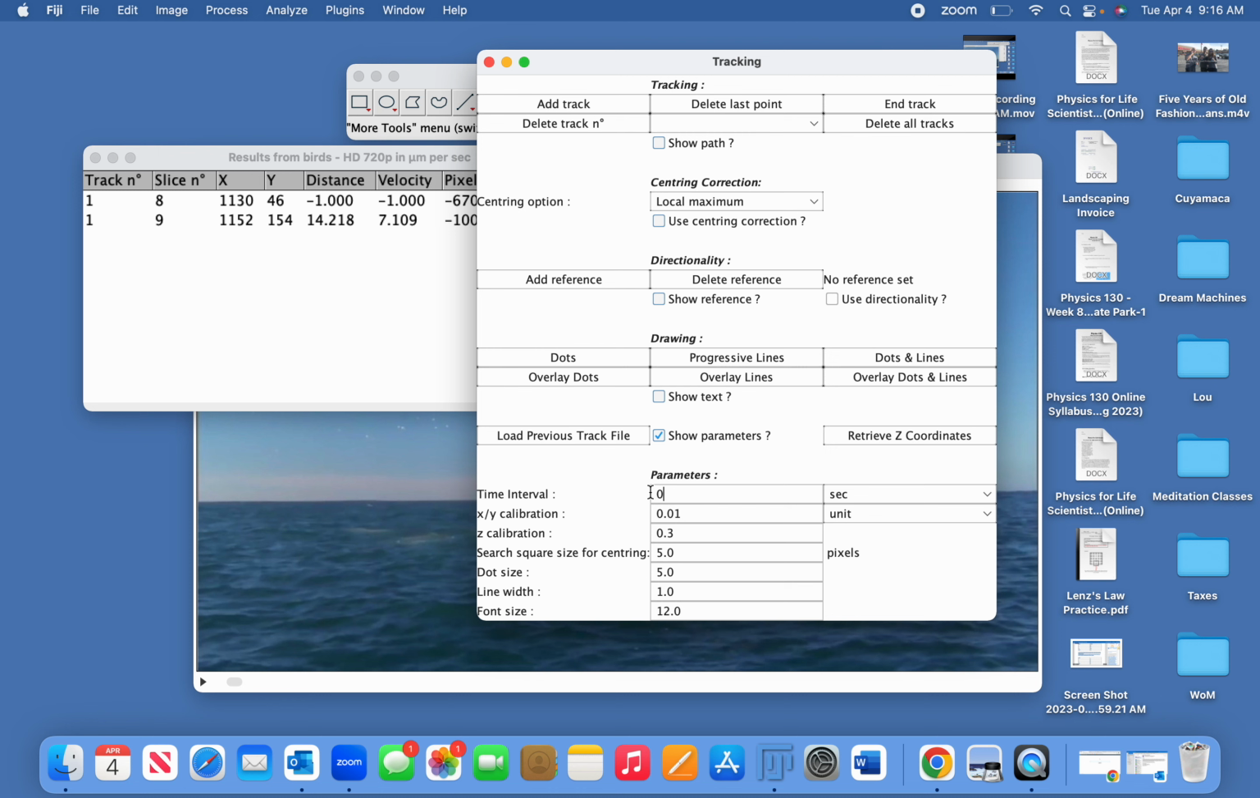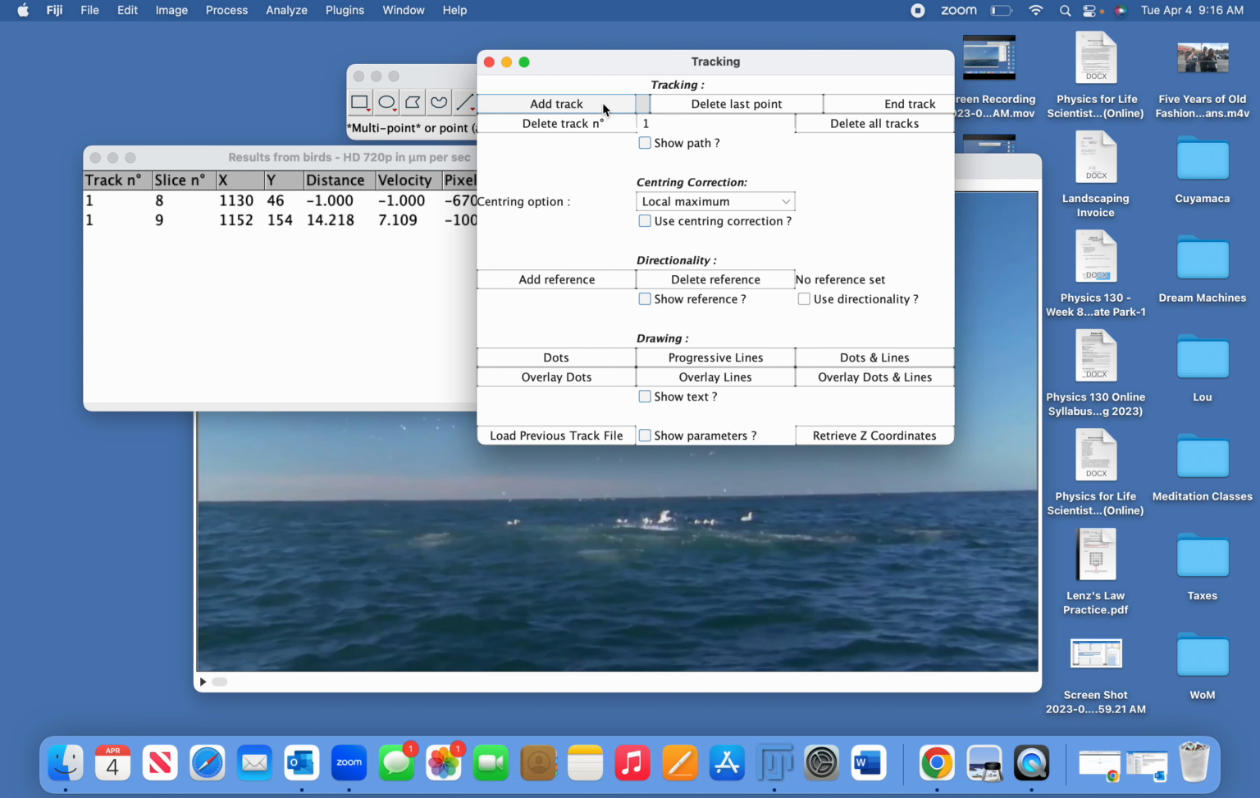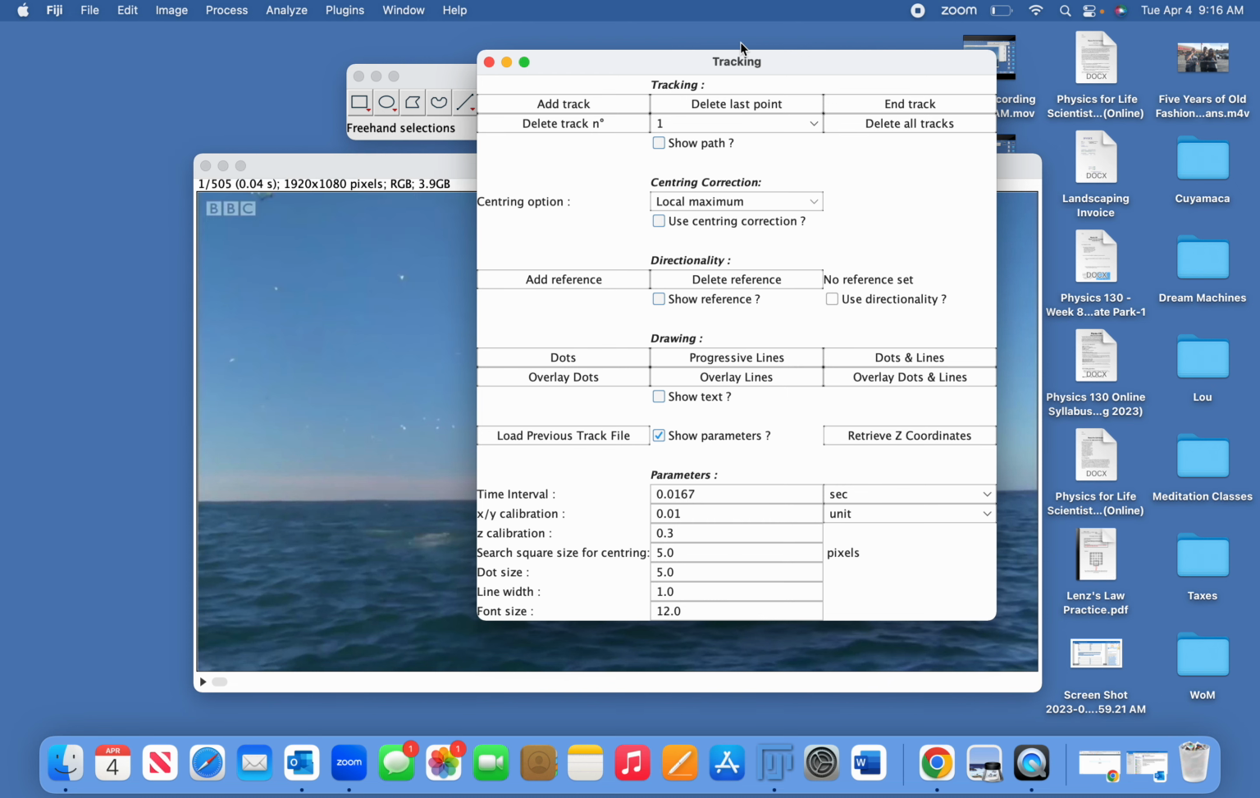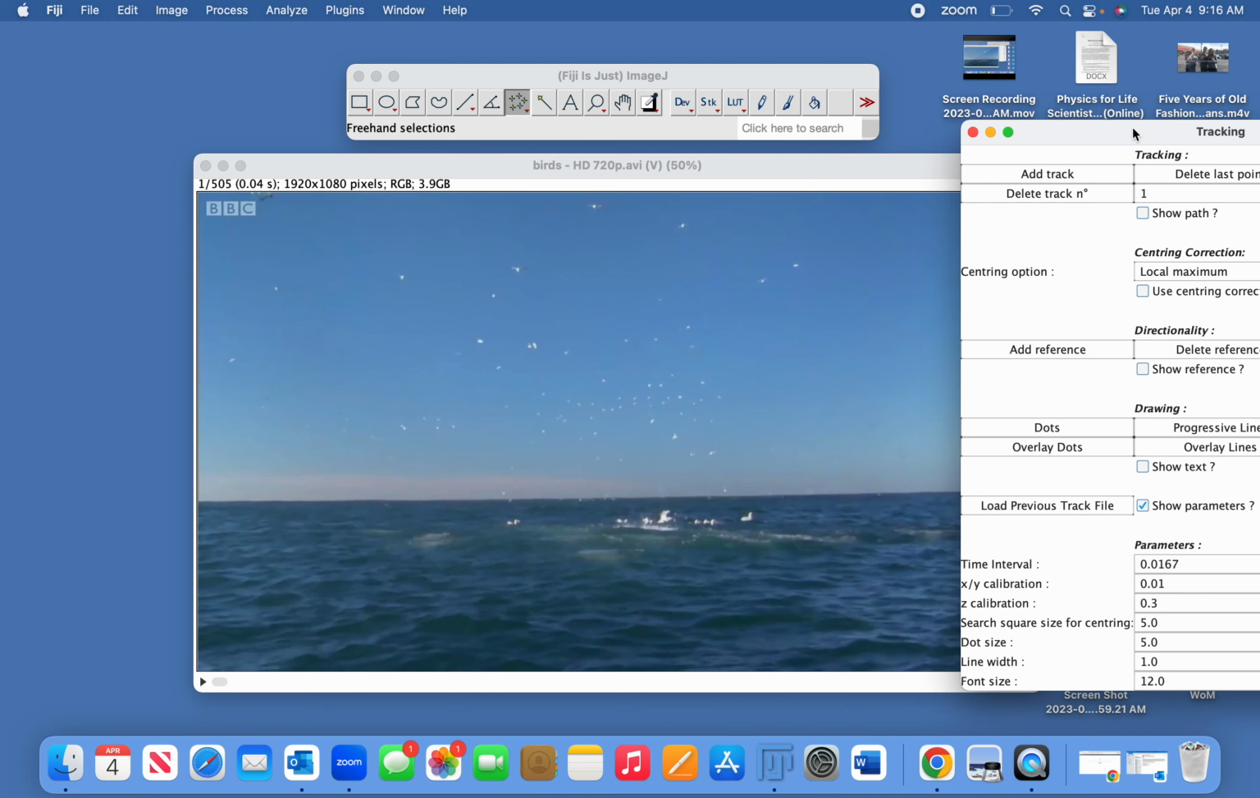That ends up being 0.0167 seconds for every frame. Okay? Now we're all good, right? We want to end the track we just started and add a new track. Click show parameters, make sure we're exactly where we were before. Okay? X out of our old thing.